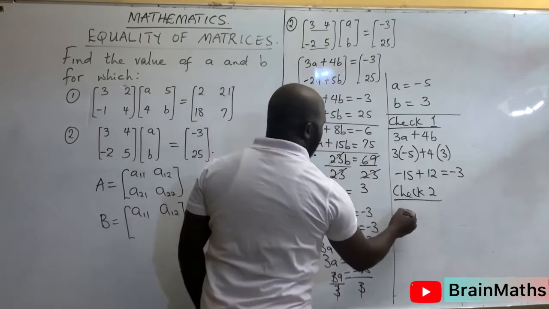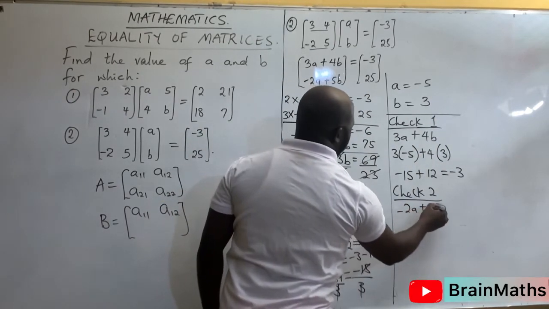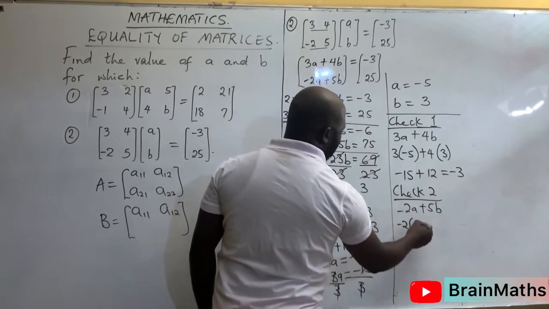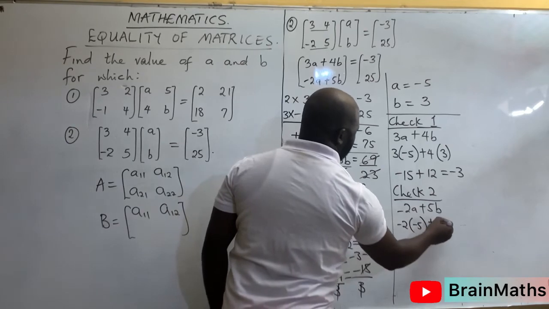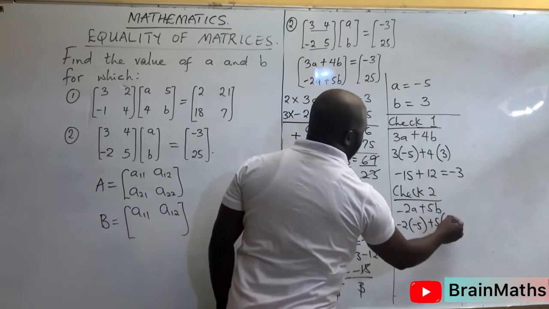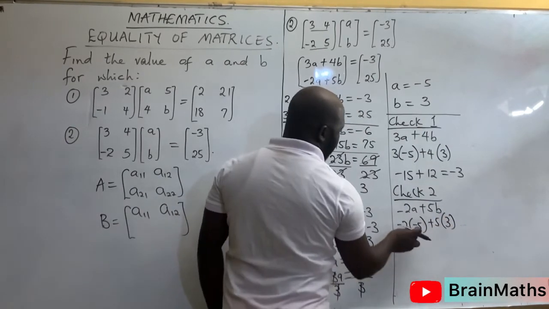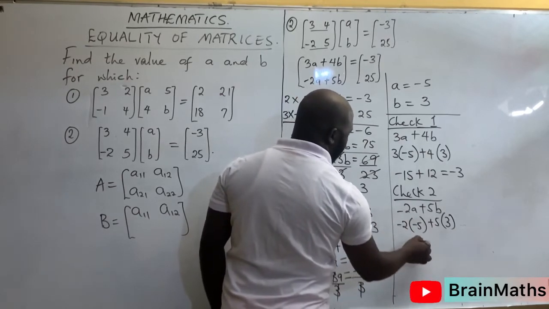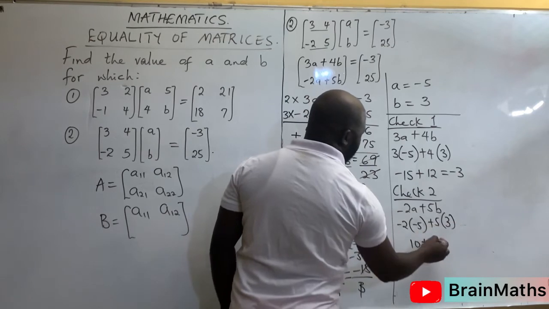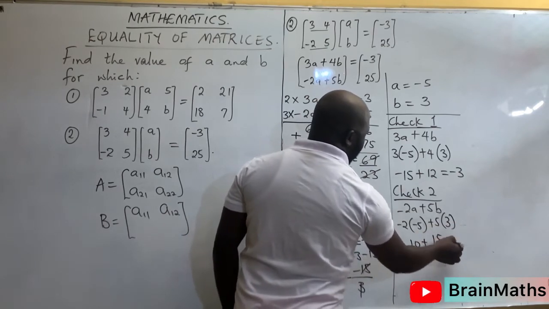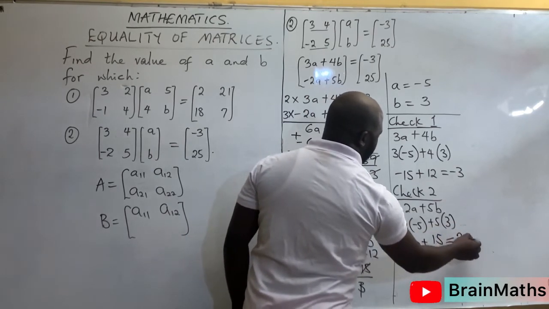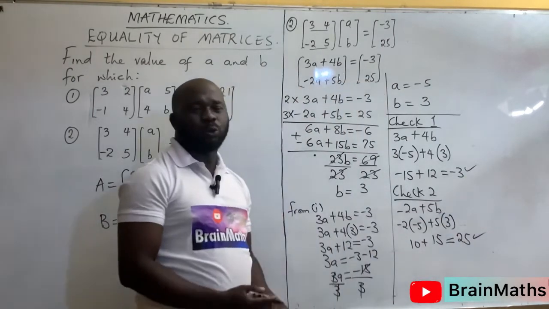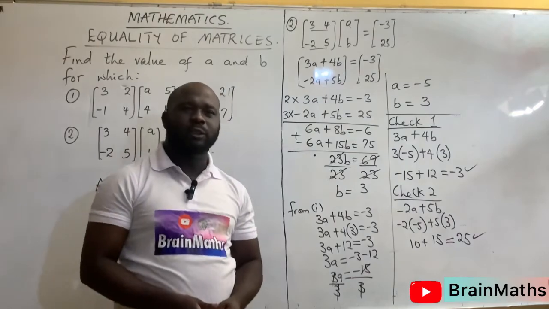Let's check 2. -2A plus 5B. Our A is -5, so -2 times -5 plus 5 times B, which is 3. -2 times -5 will give us 10. Minus times minus cancel out. Plus 5 times 3, 15. And 10 plus 15 is actually equals 25. So the check 1 is correct and the check 2 is also correct.